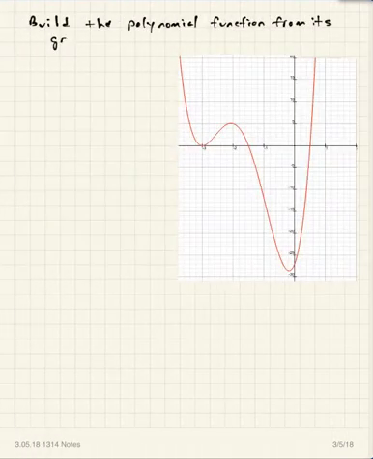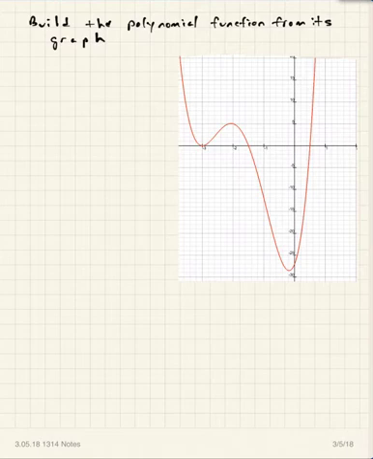Our next problem is, and you do have some WebAssign questions like this, I believe, and I definitely might ask you a problem like this on a test: let's build the polynomial function from its graph. All right, so here's the graph of the polynomial. And what we want to do is actually build the polynomial from the graph that we have here.